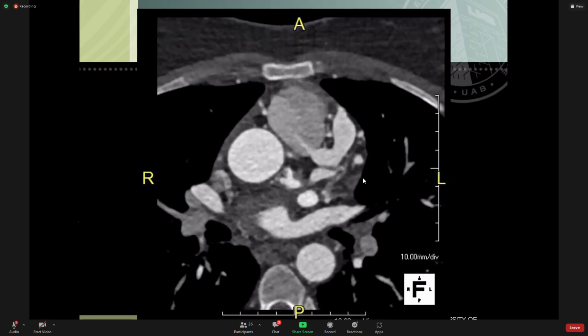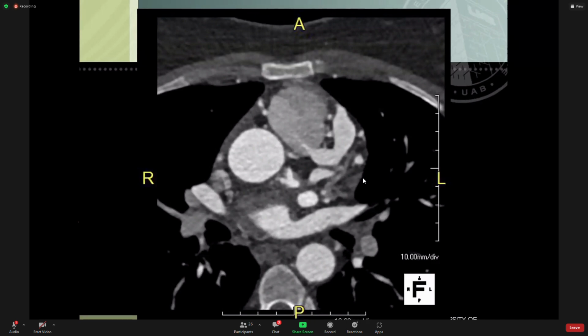And so when you have an anomalous origin of the coronary artery from the pulmonary artery, you get diffuse coronary ectasia. And especially ALCAPA is a malignant anomaly associated with sudden cardiac death in young patients. They tend to present in infancy or childhood with heart failure, massive MI, those kind of things.